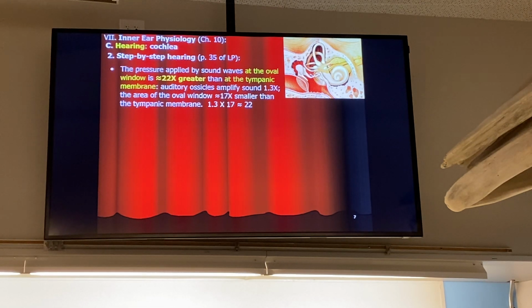The physics of the auditory ossicles actually amplify sound a little bit by itself, 1.3 times. The real amplification occurs when you catch sound waves in something this big, the tympanic membrane, and you put it into something this small, the oval window. That's what really amplifies the sound.